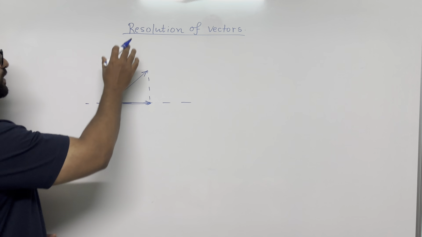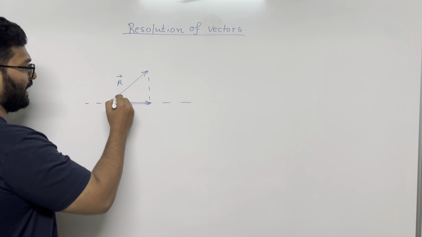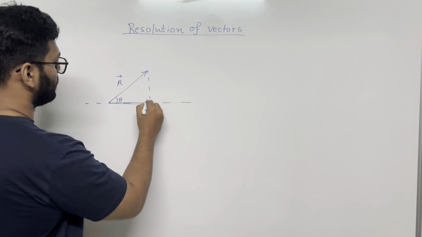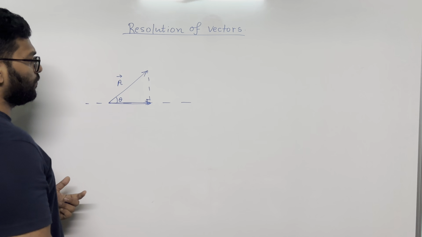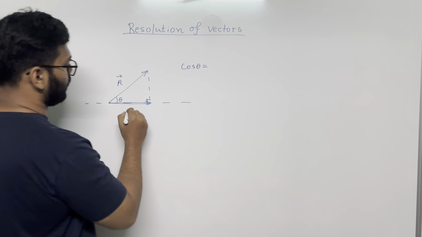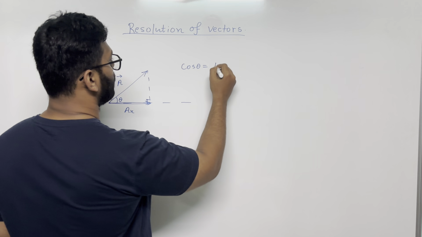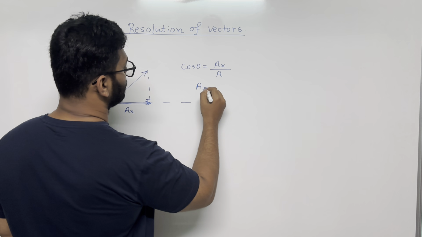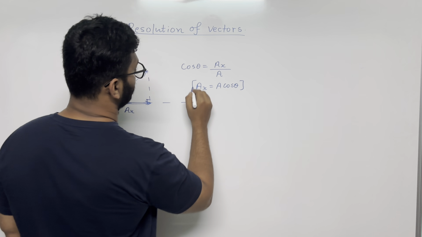So now the shadow of this vector along this ground, and let's say this angle is theta, how will you calculate that? This is a magnitude A. Of course, you know cos theta is the adjacent side over the hypotenuse. Let me call this shadow AX, as it is along the x direction. So cos theta is AX upon A, so AX is going to be A cos theta.